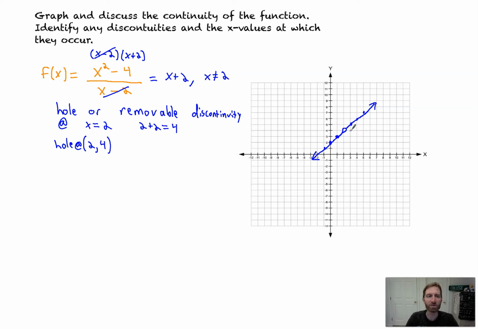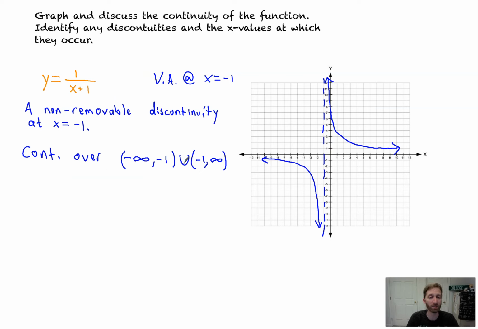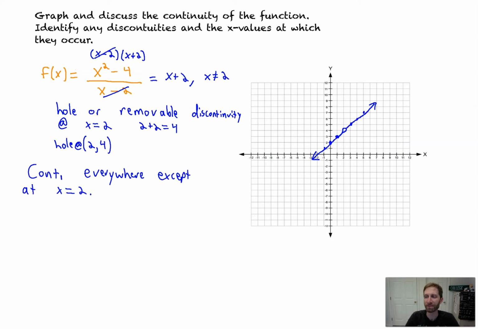So looking at this, now you've got a removable discontinuity there. Remember, a hole could be plugged, quote unquote. So what that means is if we were to plug that hole, we would be continuous on the curve. So a removable discontinuity exists at x equals 2. It is a hole. And we are continuous everywhere except at x equals 2. That's it. We could have said the same for the last problem. We could have said we're continuous everywhere except at x equals -1, but I thought let's be fancy. Let's use some interval notation. And we did. So let's keep rocking it.